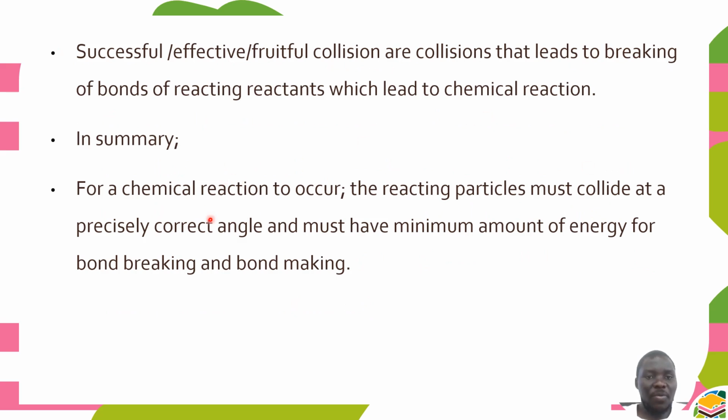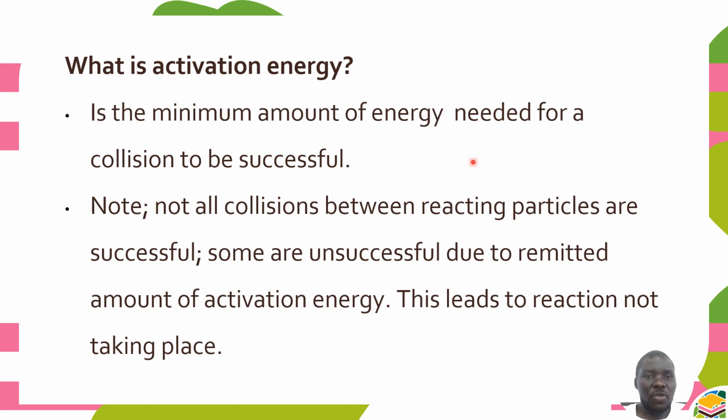In summary, for a chemical reaction to occur, the reacting particle must collide at a precise correct angle and must have minimum amount of energy for the bonds to be broken and for the bonds to be made. So as I said in the previous slide, we are talking much about energy, that the particle must have minimum energy. What is activation energy? So activation energy, the minimum amount of energy needed for collision to be successful. Energy that is needed for a collision to be successful.